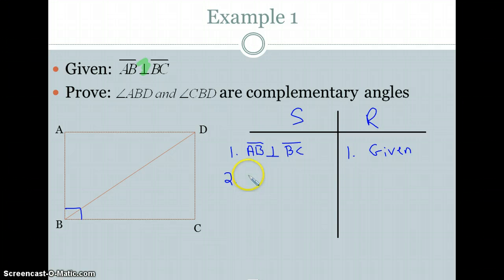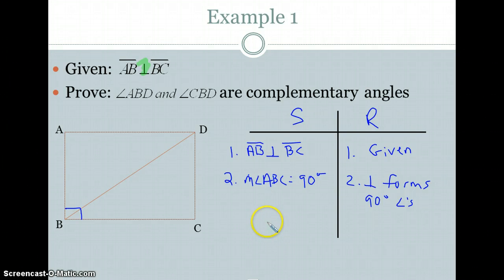I'm going to say that the measure of angle ABC equals 90 degrees. And my reason for that is from the given information that I had perpendicular. Perpendicular forms 90-degree angles. Again, if right angles is more suited to what we're doing, then we'll say right angles instead of 90.